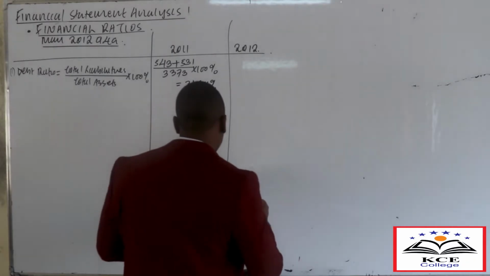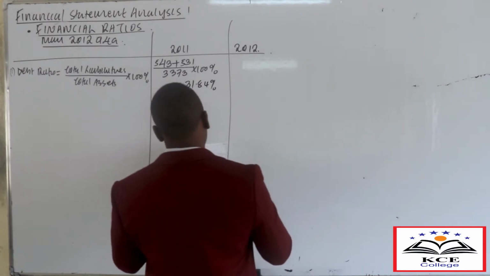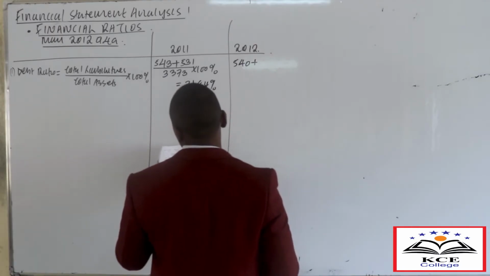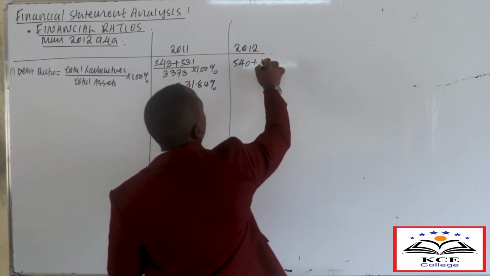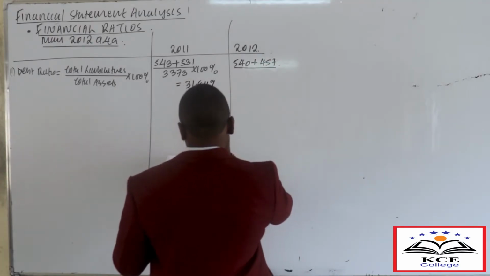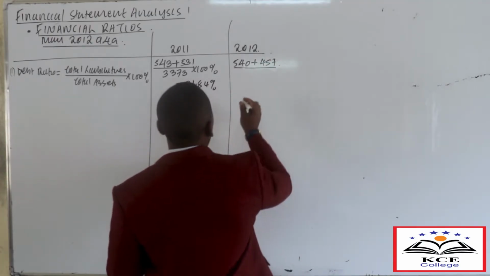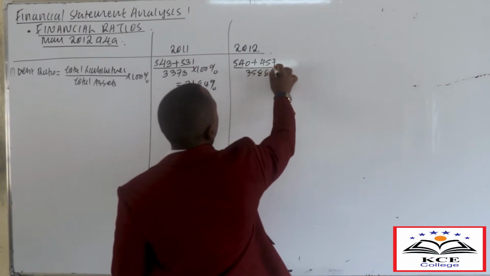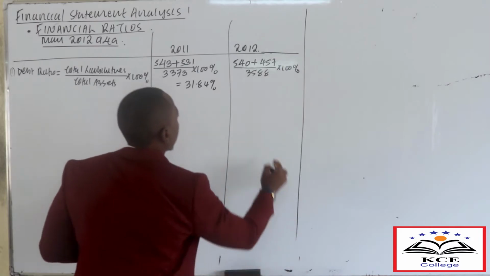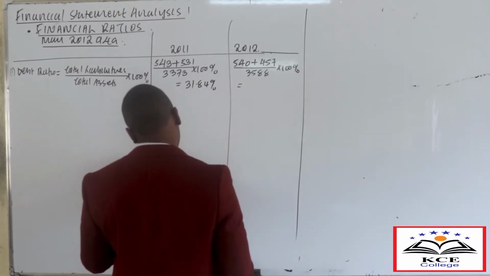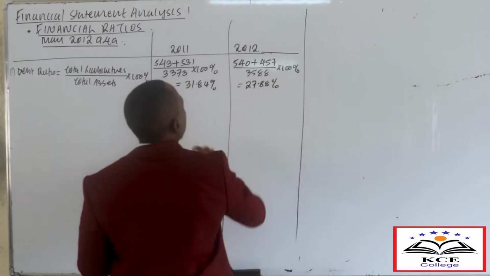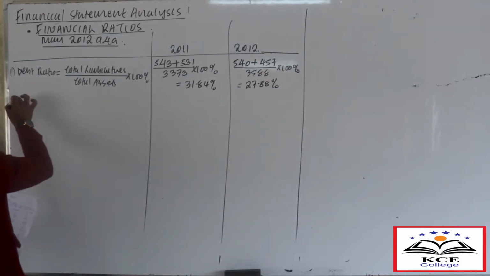2012, you take the current liability, the total current liability we have is 540. Then we have long-term debt, which is 457. And then you divide by the total assets. The total asset we have is 3588. And then you multiply by 100%. And that will represent a proportion of 27.88%.